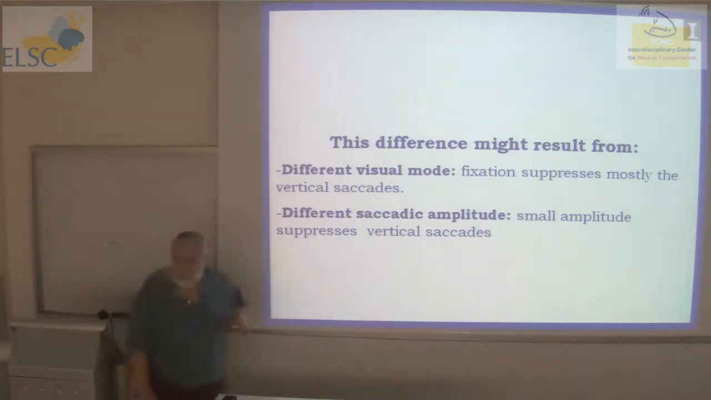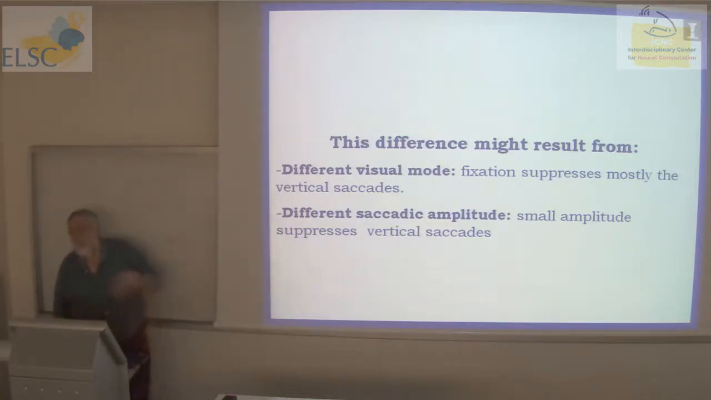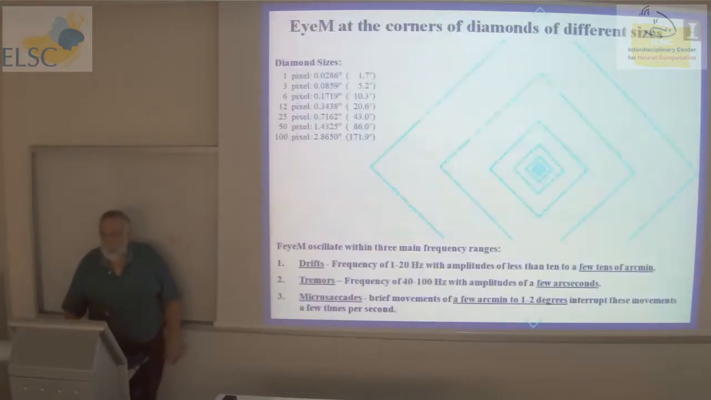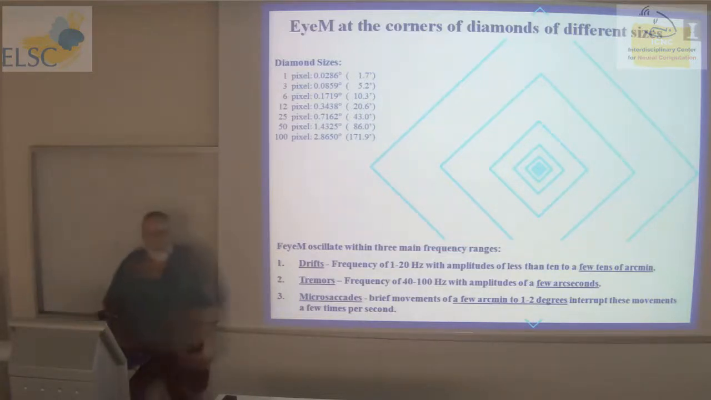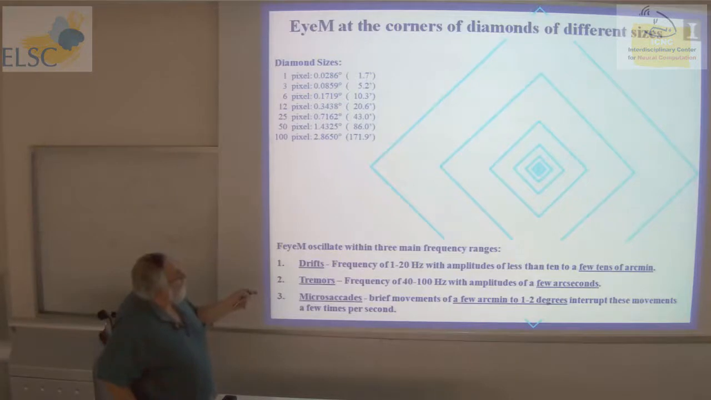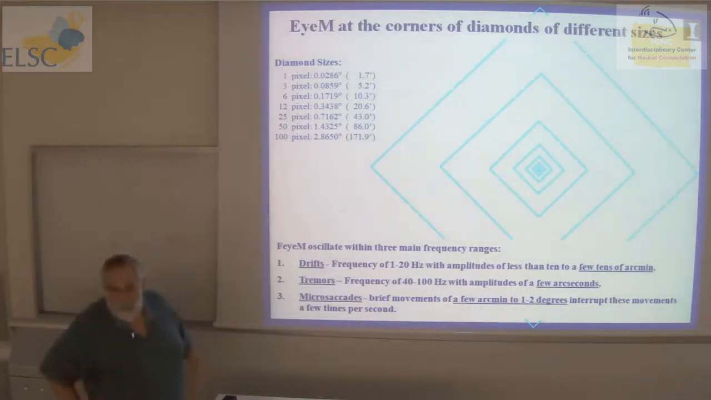We wanted to check, and the experiment that we did now is in order to check your question. We know that in free viewing you have almost equal movements. So we told people to look at a diamond of different sizes. We told people, look at the corners of the diamond. Every 2 seconds there will be a sound, and then fixate on one corner of the diamond. We began with very big diamonds and then went to smaller and smaller, till we reached diamonds smaller than the size of a microsaccade, and the smallest diamond is the size of the smallest microsaccade.